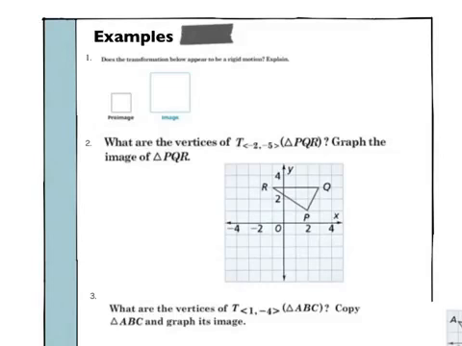Does the transformation below appear to be a rigid motion? Here we have a pre-image and an image. It looks like the angles are the same. Clearly, they look like right angles, but we couldn't say that for sure. But it is clear that these side lengths are not the same, so distance has not been preserved. So we're going to put no, because these are not the same. No rigid motion.